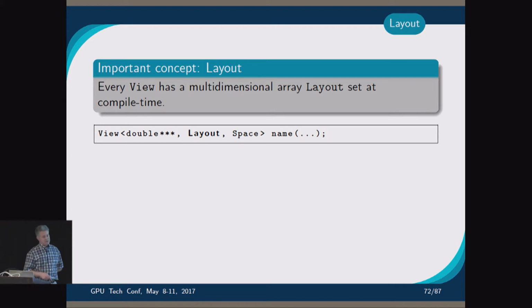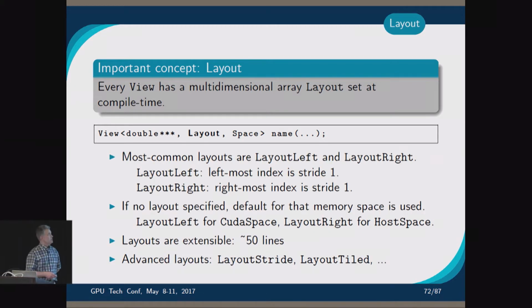So every view has a multidimensional layout. So it's another template argument that goes in. And once again, if you don't put one in, it defaults. And what does it default to? It goes back to what space you're going to put it in. And from what space you're going to put it in, what's the favored layout for that space?